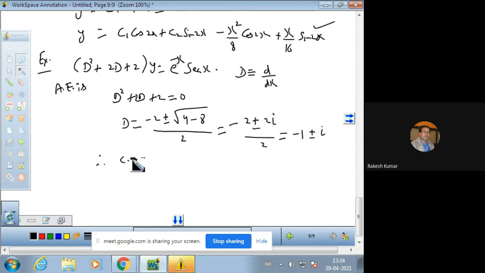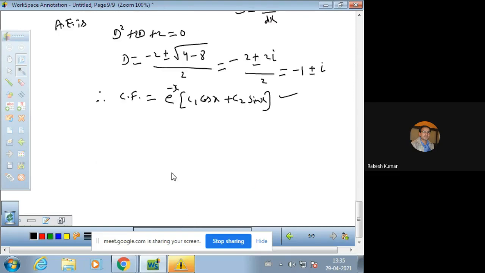So you can write down the complementary function, that is e raised to power real part. Real part is minus 1 into x. So C1 cos of imaginary part, that is 1 x, plus C2 sine of x. So this is the complementary function, and now you can find the particular integral. And for the particular integral, that will be 1 over D square plus 2D plus 2 e raised to power minus x into secant x.